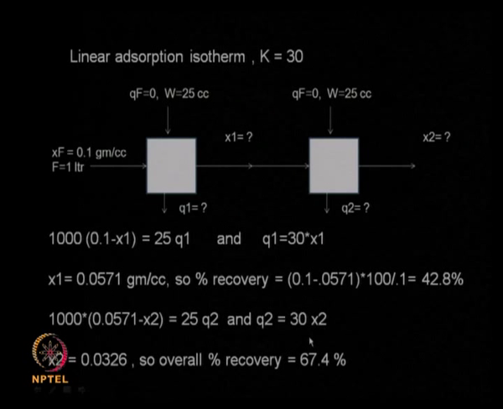So that means the constant remains the same irrespective of the concentrations, because initially the concentration x1 may be very high, but later on x2 will be lower than x1, x3 will be lower than x2 and so on, but still we assume that this constant in the linear adsorption isotherm does not vary. Generally that is what you assume, but in reality it may change, it may take different values depending upon the concentration of the solute which you are trying to adsorb.